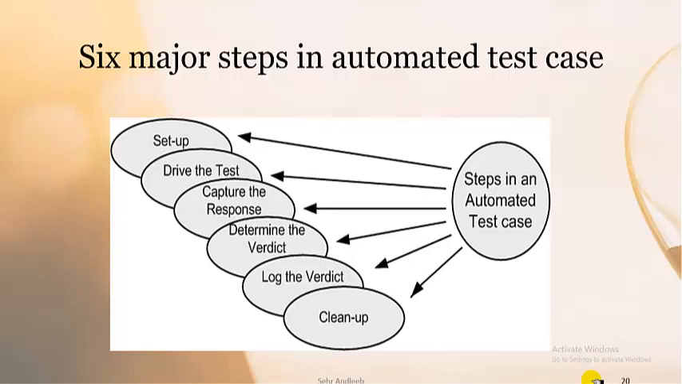So these are the 6 steps: set up, drive the test, capture the response, determine the verdict, log the verdict, clean up. So it's very easy. First of all you have setup. Setup basically includes the steps to check whether the network requirements are met, the hardware requirements are met, the variables are set in their right position, the other parameters that are needed for the system under test are specified and configured, and other variables are initialized or not. So basically all the prerequisites are checked in your setup phase, right?